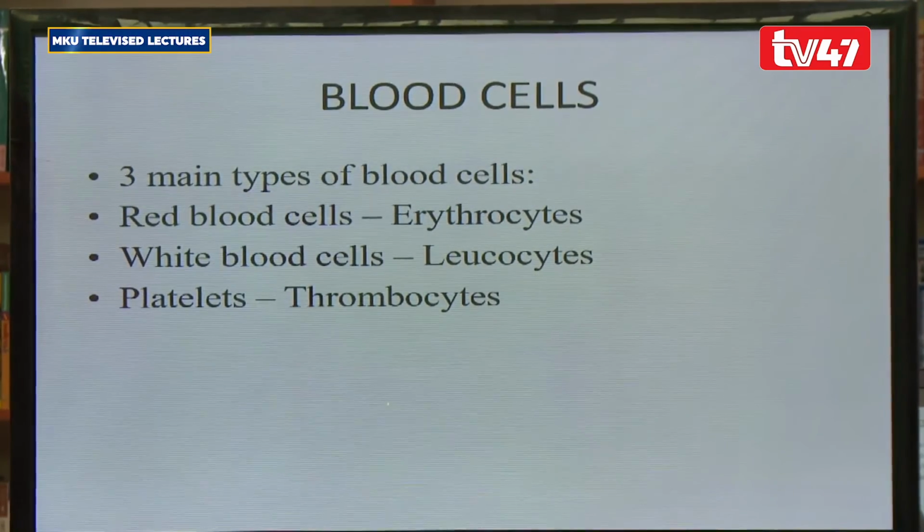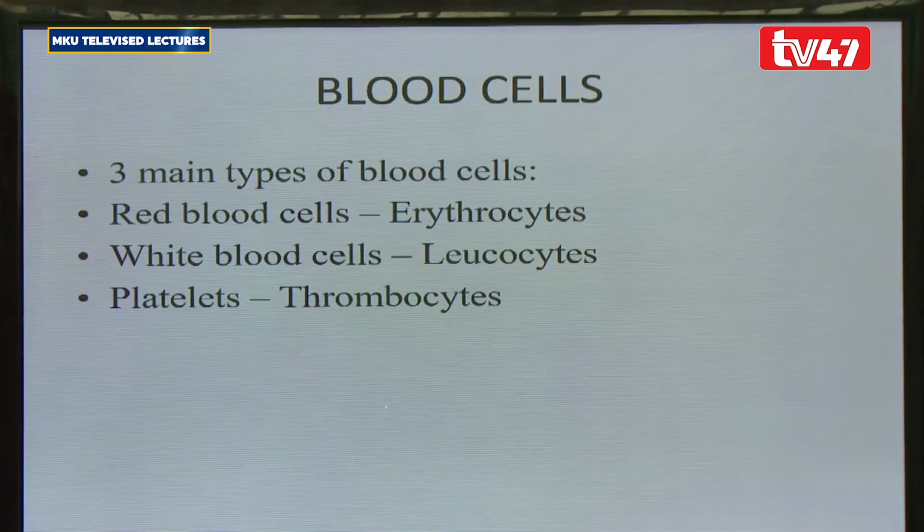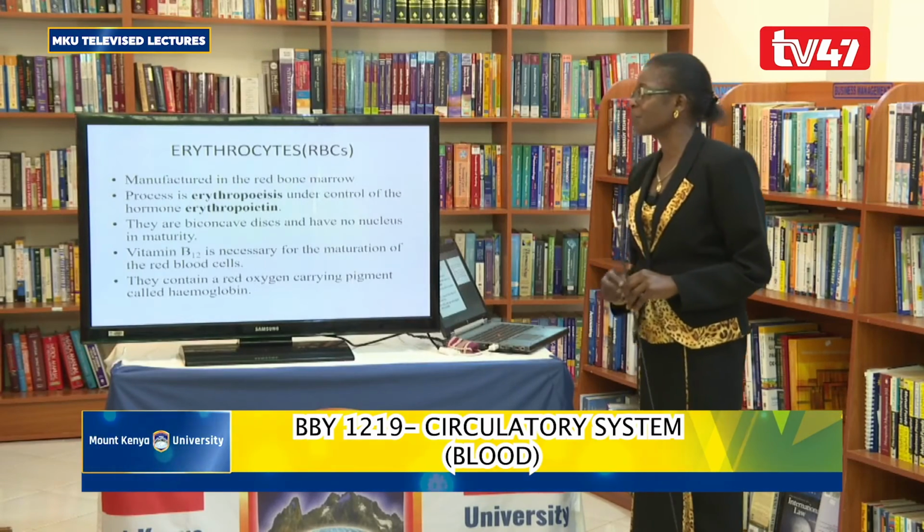Now, there are three main types of blood cells. That is the red blood cells, which are also called erythrocytes. We have the white blood cells, which are also called leukocytes. And we've got the platelets, which are also called thrombocytes. These are the main types of blood cells that we have. Any other blood cell that we have is basically a modification from any of these three.